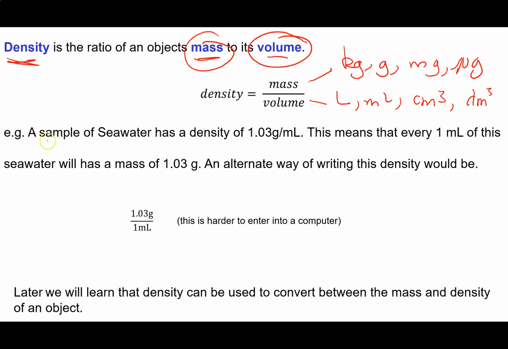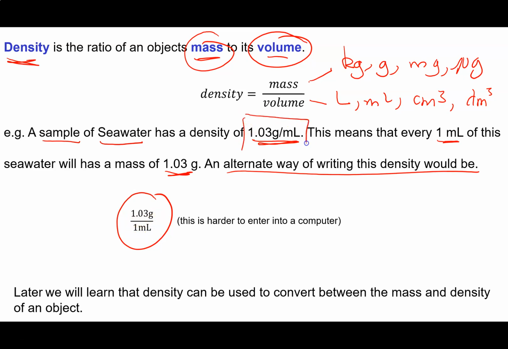So here's a typical density. It says a sample of seawater has a density of 1.03 grams per mL. So what does that mean? It means that every 1 milliliter of seawater will have a mass of 1.03 grams. So an alternative way of writing that density, and it's exactly equivalent, is to write 1.03 grams per 1 milliliter.